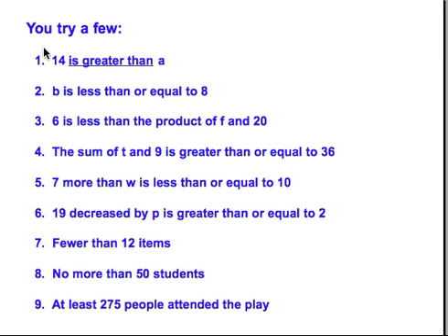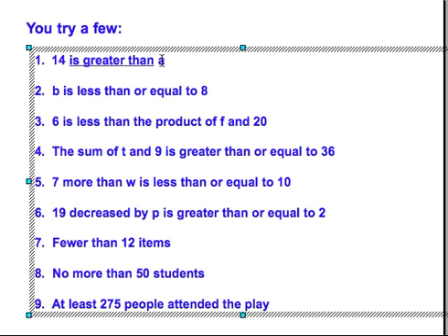So first we have to identify what our terms are going to be. Number one, first term is 14, is greater than, that's what we need to translate, a, which is our second term. So we have our 14 and we have our a, and we just need to figure out what goes in between. Is greater than is right here. So 14 is greater than a would be the correct translation.